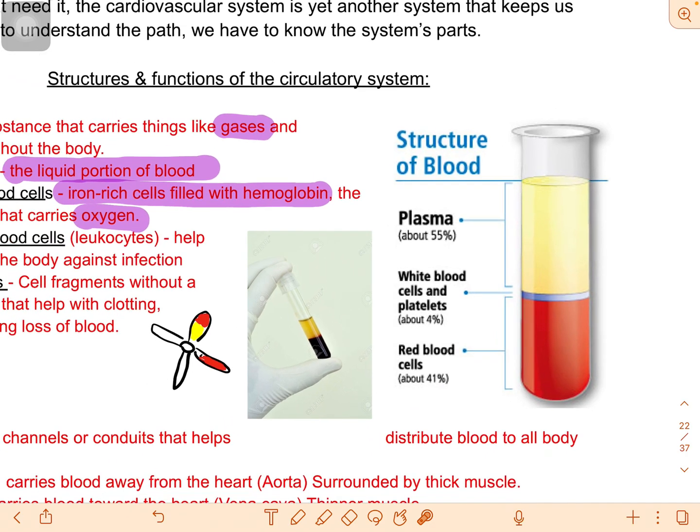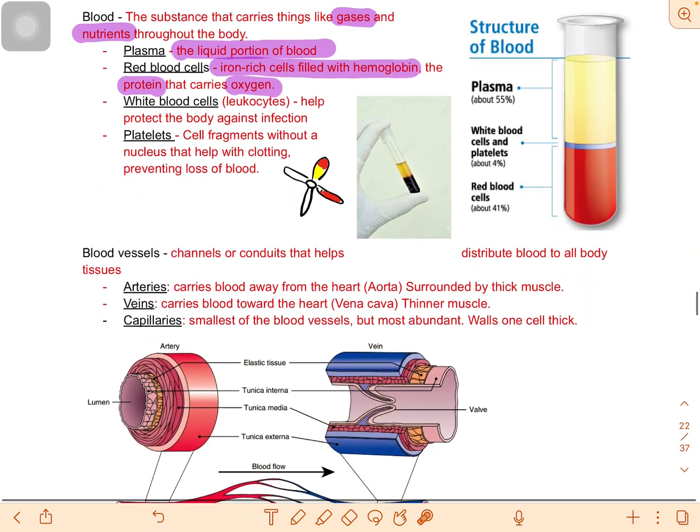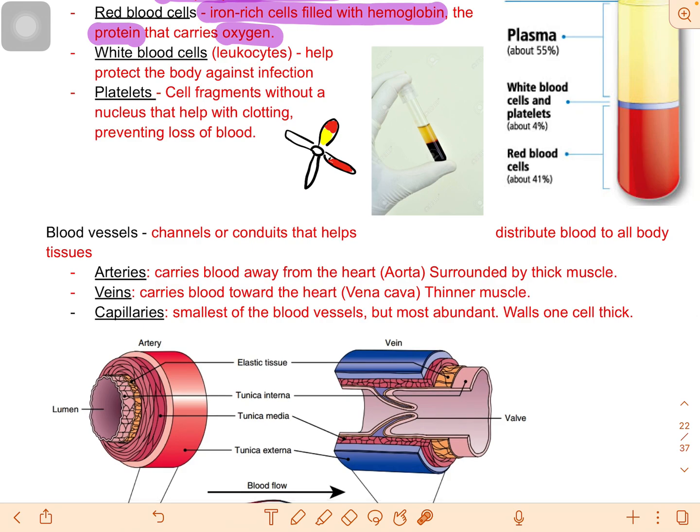Okay? So, to carry this blood all around our body, you need a roadway. I like to call the blood vessels a roadway to carry all of these necessary materials through our body. All right, so the blood vessels here are channels or conduits that help distribute blood to all body tissues. All right, and we'll talk about those tissues here shortly when we talk about gas exchange.